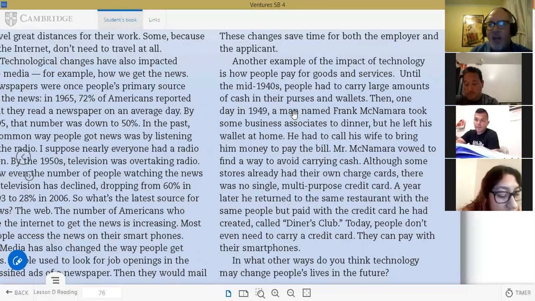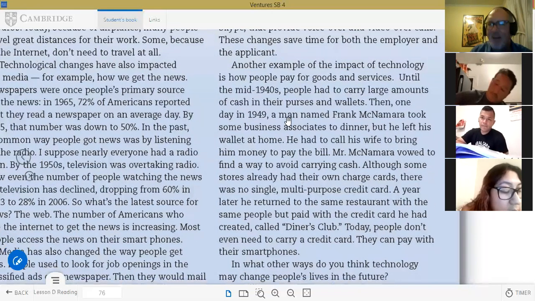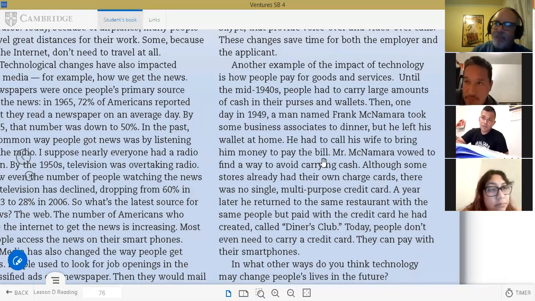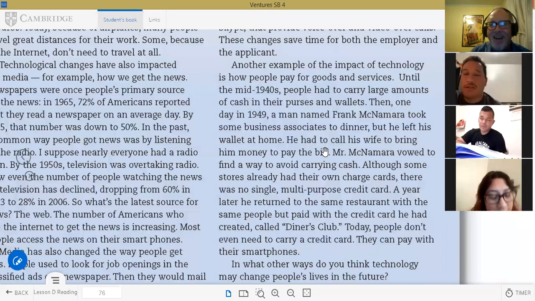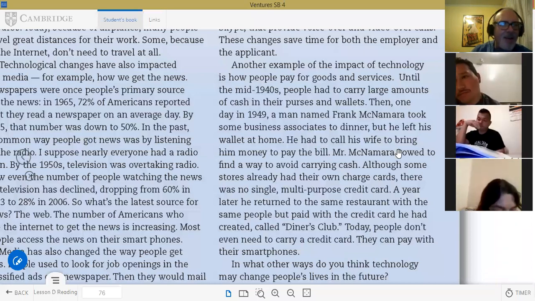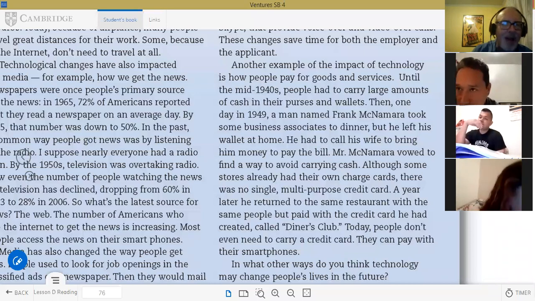What is this example? How people pay, right? Yes, how people pay. And in the old days, how did you pay? Cash. Everything was cash, right? But now what do we have? Credit cards. And it's more than credit cards, it's online. Yeah, that's right. Right now you can do it by the phone app, right?